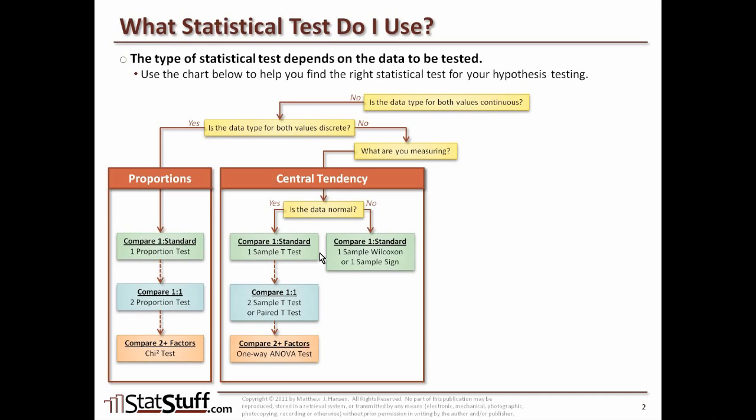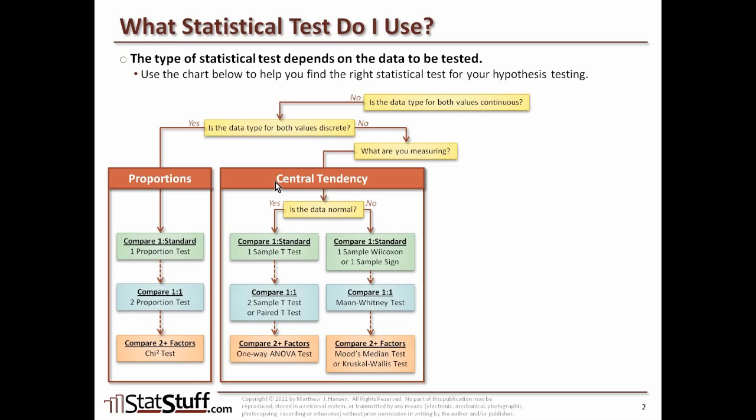Now, if we answered this question saying that no, the data is not normal, it's a non-normal distribution, then when we're comparing one value to a standard, again like a target or a goal, then we're going to use a one sample Wilcoxon test or a one sample sign test. But if we're comparing between two different groups, we're going to use the Mann-Whitney test. But if there are multiple factors involved when we have a non-normal distribution, then we would use the Mood's median test or the Kruskal-Wallis test.